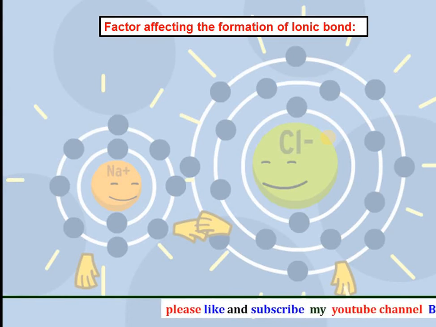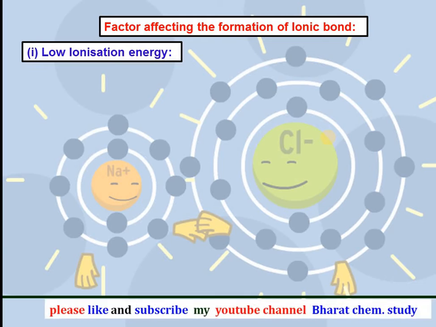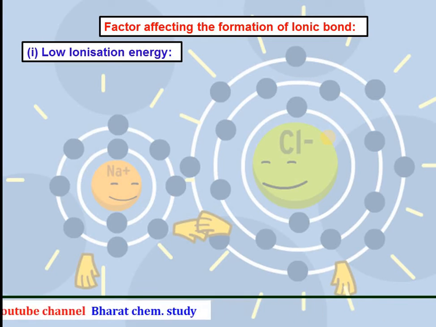Now, factors affecting the formation of ionic bonds. Always remember one thing that's very important, that ionic bond is always formed between metal and non-metal. So the first factor is low ionization energy.